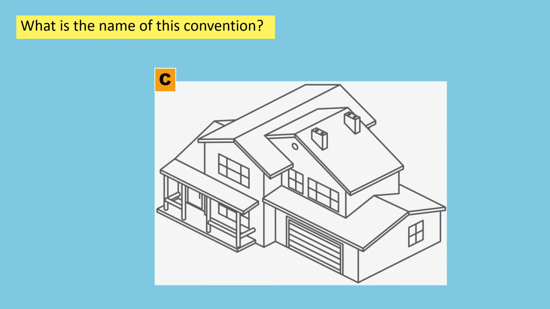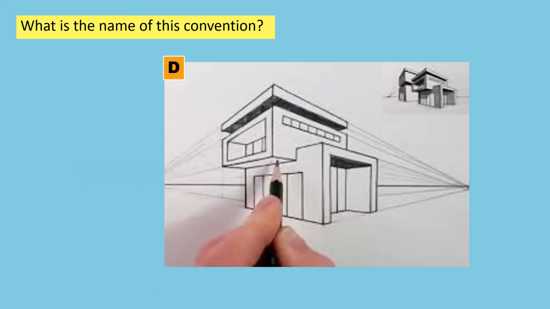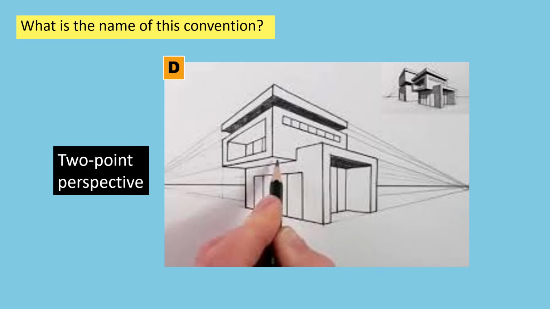Now, hopefully this one we recognise. So what is the name of this convention? Well done if you guessed accurately. It is, of course, isometric, something that you would have looked at hopefully in Key Stage 3 as well as our lesson yesterday. And then finally, what is the name of this convention? Again, well done if you guessed accurately. It is, of course, two-point perspective.